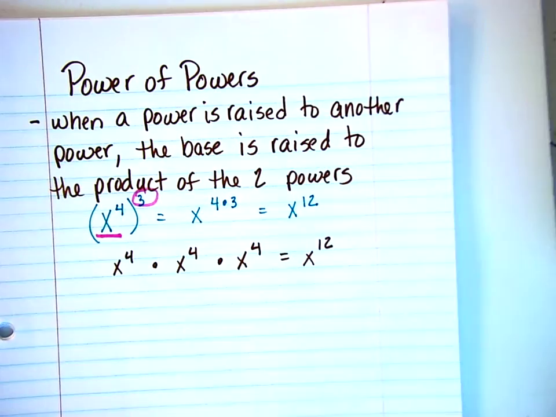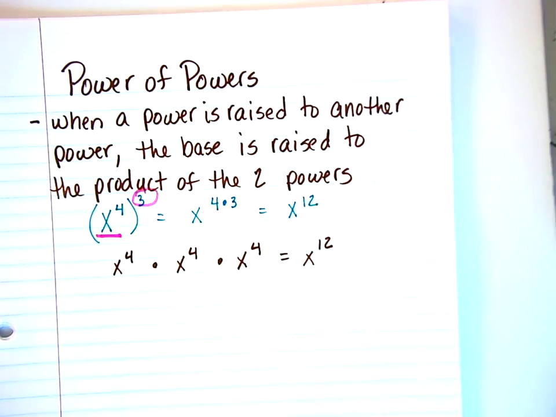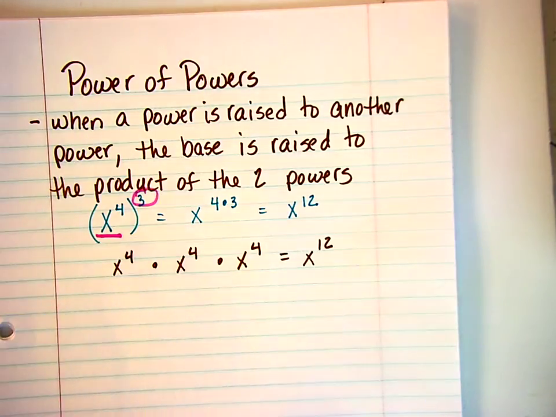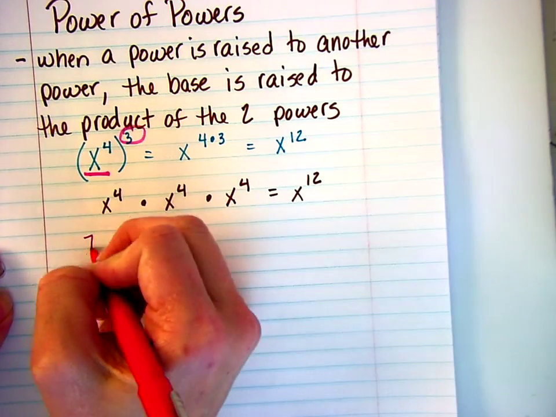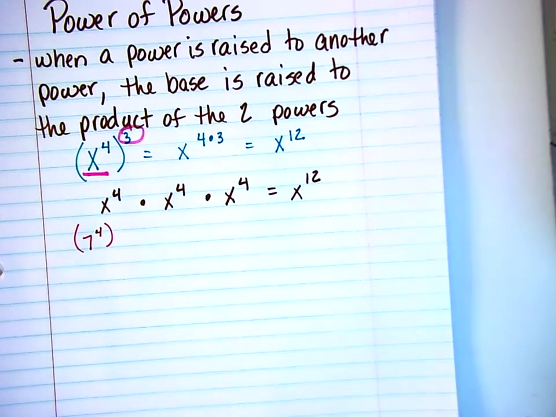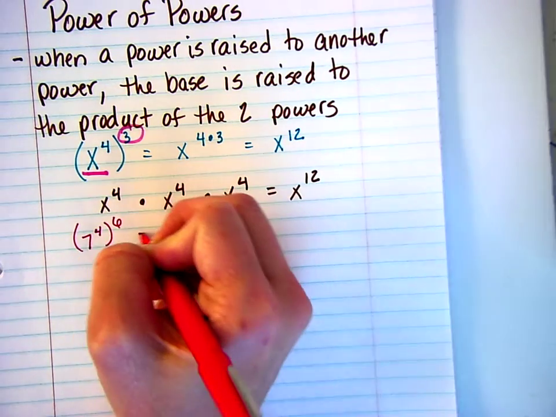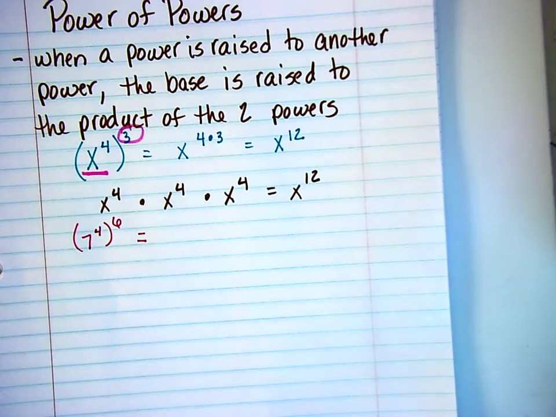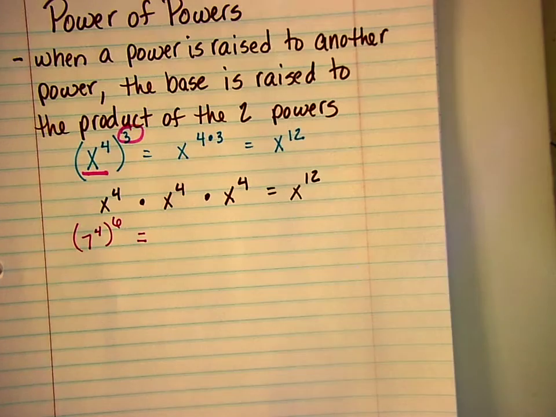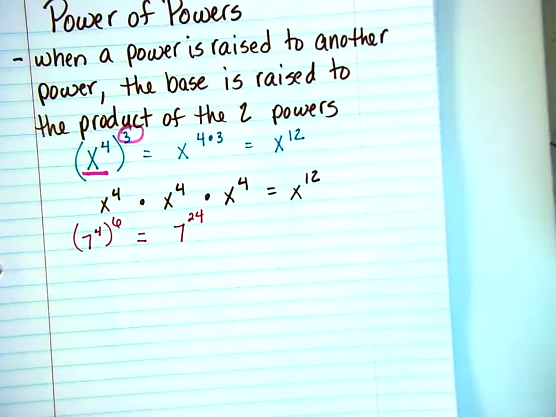Alright, so let's try a few of these really quick. These I want you to do on your board. If I have 7 to the power 4, in parentheses, I'm going to raise that to the power of 6. What will that give me? Hold up your board whenever you have it. You are so quick at this. 7 to the power of 24. Great.